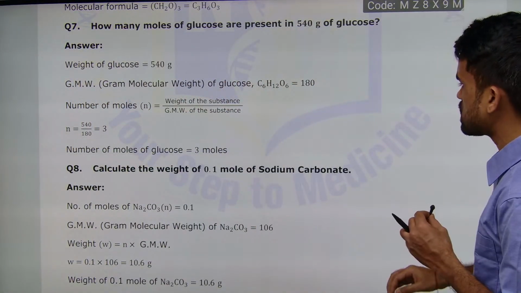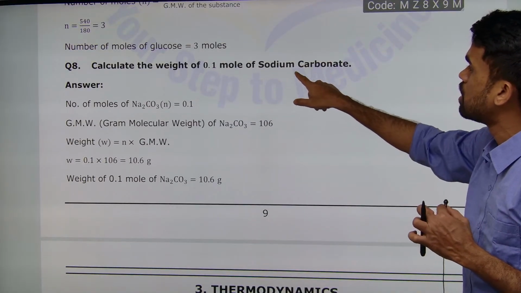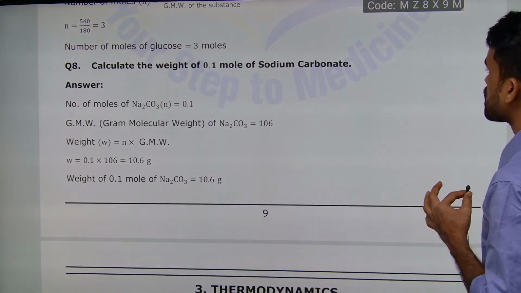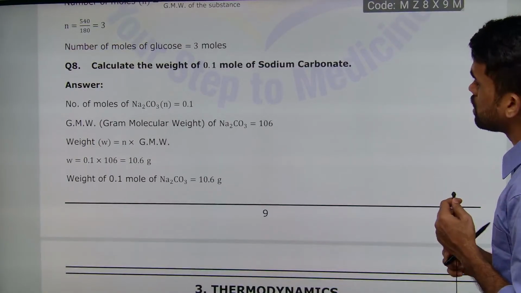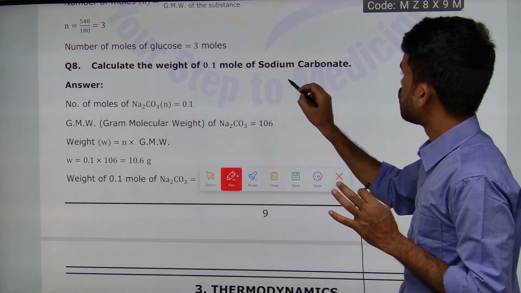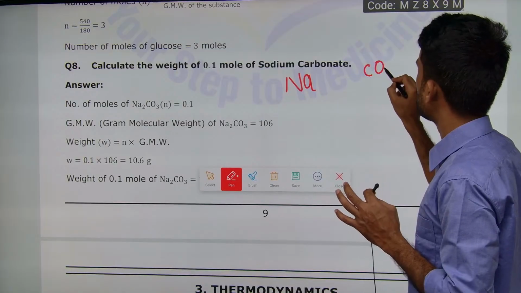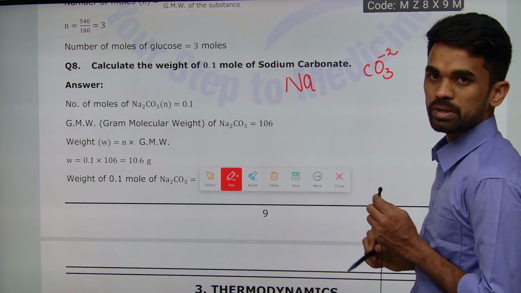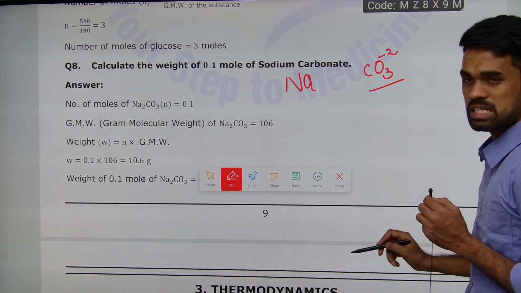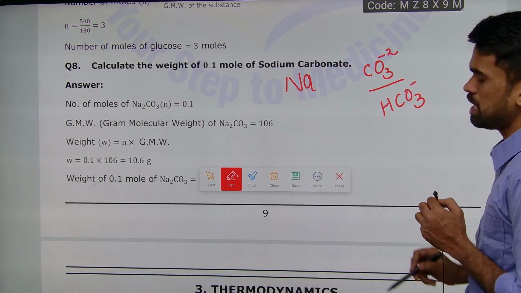The next one is: calculate the weight of 0.1 mole of sodium carbonate. How do you do this? What is the formula of sodium carbonate? There are two things. Carbonate means this unit should be there. When I say bicarbonate, it should contain the HCO3 minus unit.